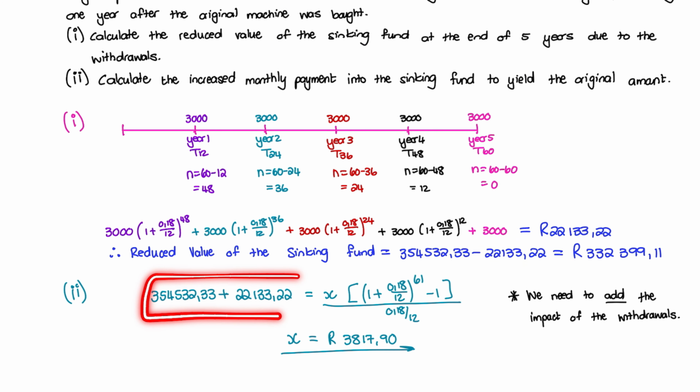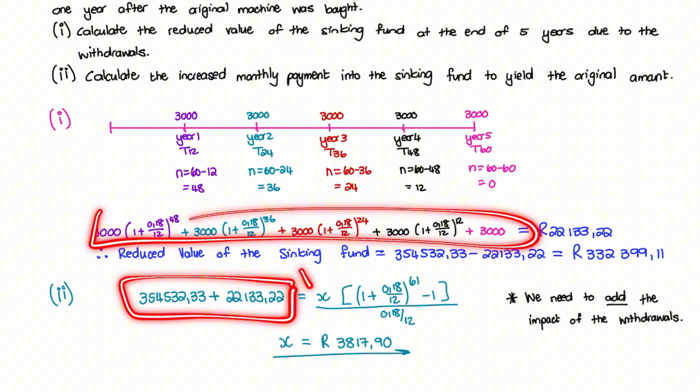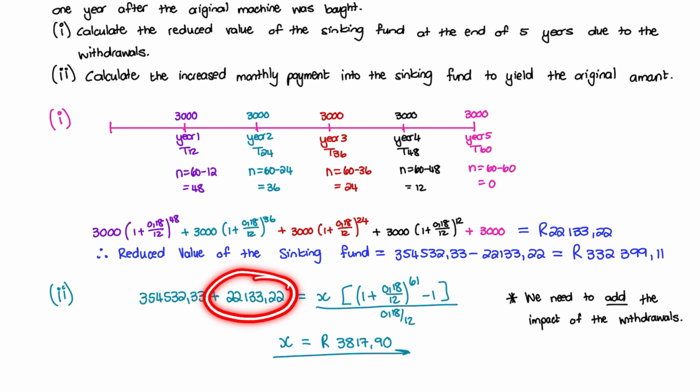So can you see I'm changing the future value by adding the impact of that 22,000 Rand that we are losing because of the withdrawals. So I need to make space for an extra 22,000 Rand. Now, the end value is still 61 and not 60. All right, so it's like the previous question. And now we simply solve for x as we have done before. So we are adding the impact of our withdrawals, and the new increased payment is 3,817 Rand and 90 cents.